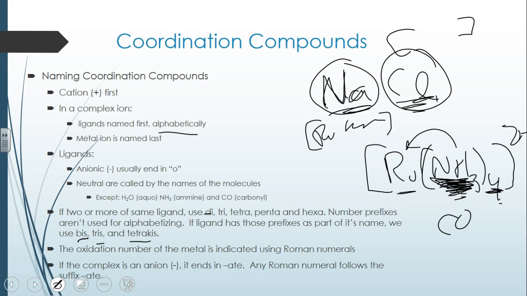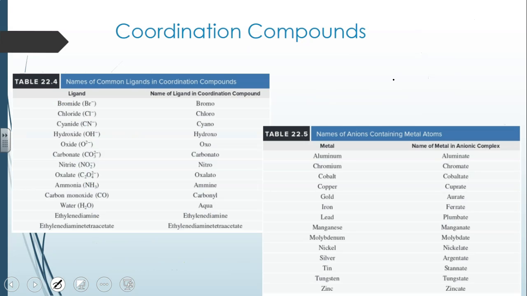We're going to have to figure out what the Roman numeral, or the oxidation number, of the metal is. If it's a transition metal, remember transition metals can have all sorts of different oxidation numbers, so we have to make sure we know that, and that's indicated in Roman numerals. And if the complex ion is the anion part, the negative part, then it ends in ate. And if there's a Roman numeral, then that follows that suffix. So what I have here also is just common names of ligands in coordination compounds.